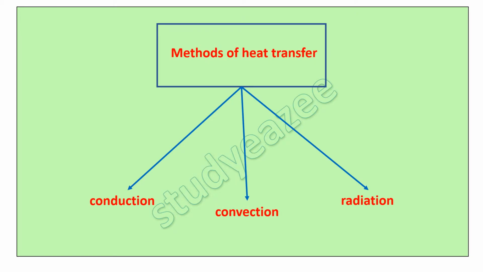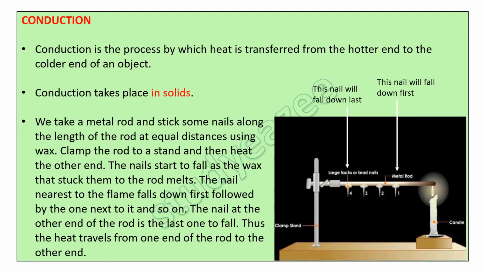There are three methods of heat transfer: conduction, convection, and radiation. First, we will discuss conduction. Conduction is the process by which heat is transferred from the hotter end to the colder end of the object. Conduction takes place in solids. To understand the concept of conduction better, we will study an activity here.